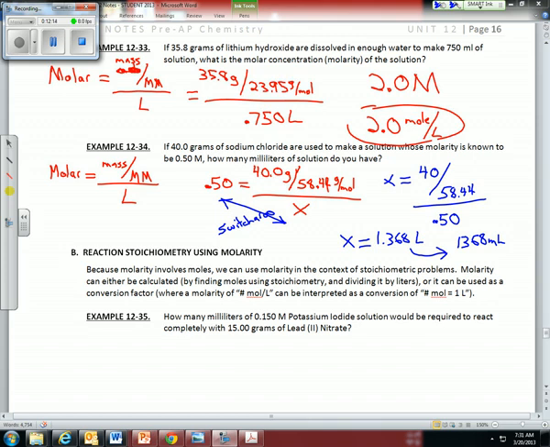And if I was to do sig figs on this, which I shouldn't, but I will, the answer is 1400 milliliters.